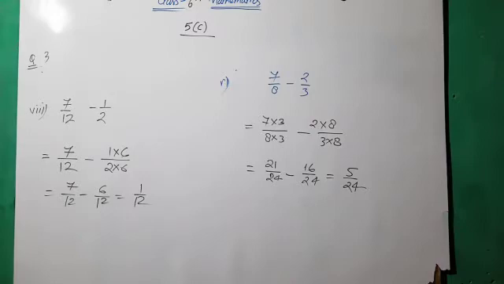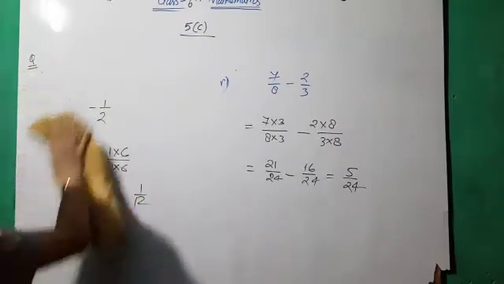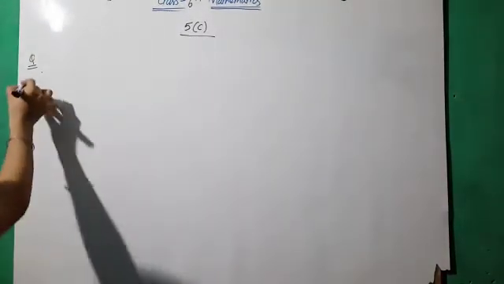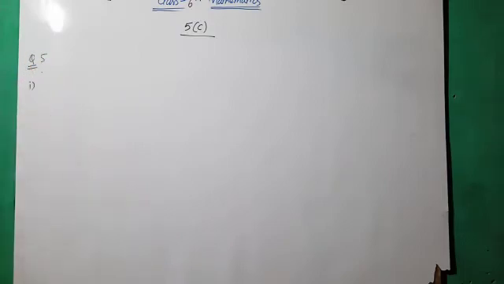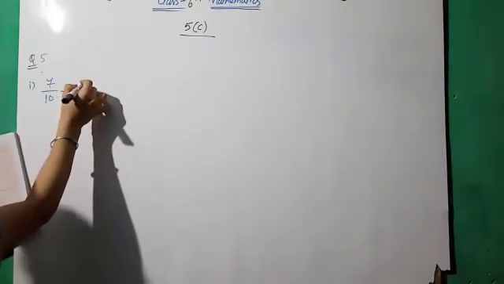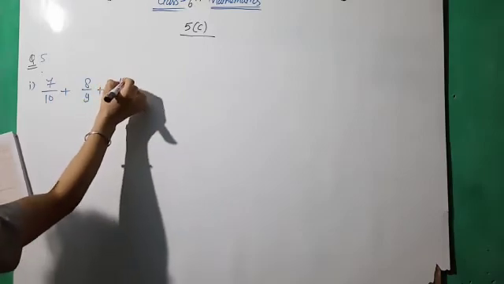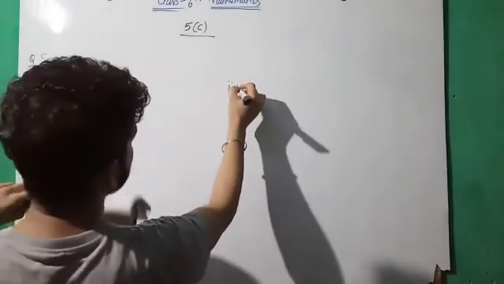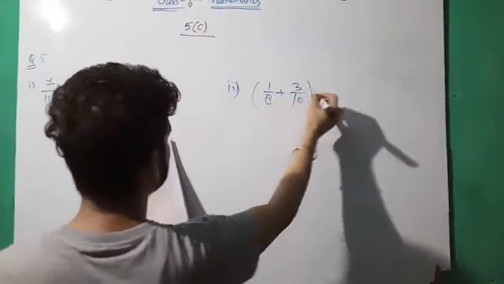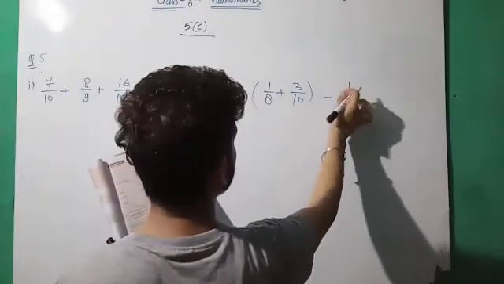First part: 7 by 10 plus 8 by 9 plus 16 by 15, and the second part is 1 by 8 plus 3 by 10 minus 1 by 4.